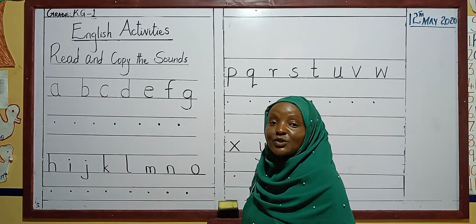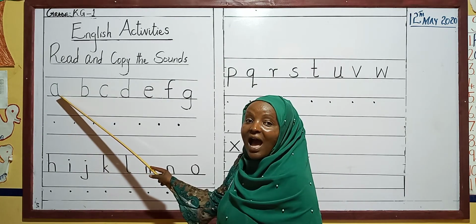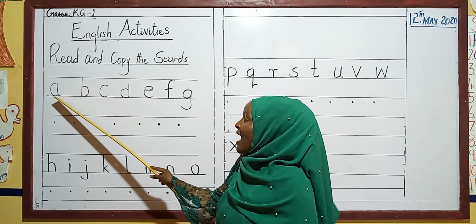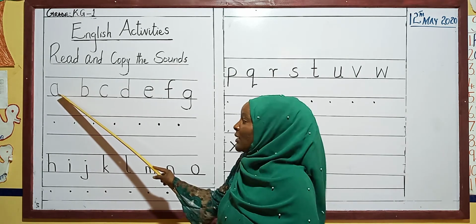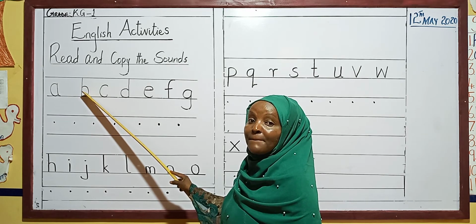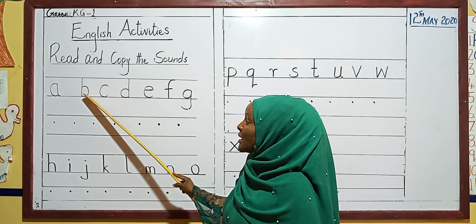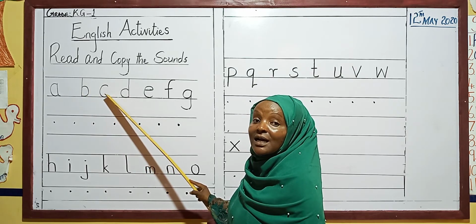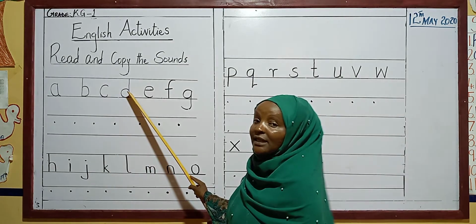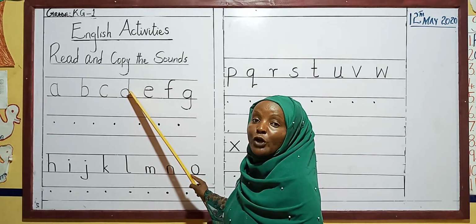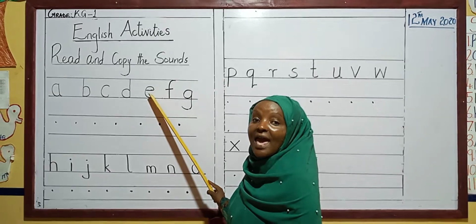First, we are going to read the sounds. Can we read the sounds? A, A, A for apple. B, B, B for ball. C, C, C for cat. D, D, D for doll.